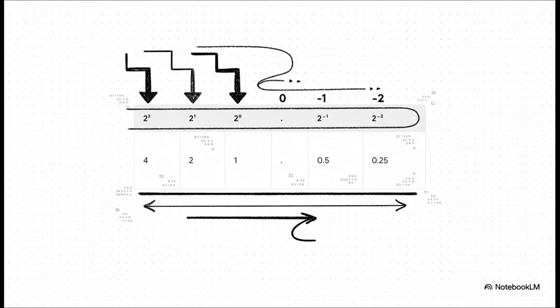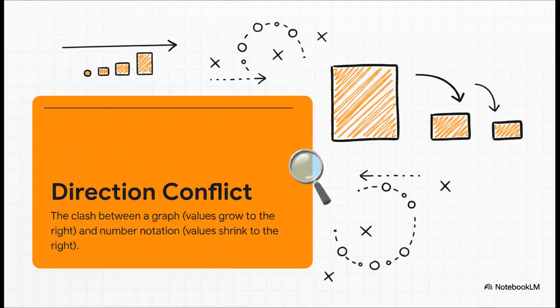Just look at the pattern here. It's so elegant. As we move from left to right, the power of 2 just decreases by 1 each time. It goes from 2 squared to 2 to the first to 2 to the 0, and then it doesn't stop. It just keeps on going right into the negatives. -1, -2. It's one single, unbroken mathematical rule. So why does this feel so weird to us? It's because our brains are wired to think of graphs, where things get bigger as you move to the right. But with numbers, the most valuable digit is on the far left, and they get less valuable as you move right. It's that internal conflict, that clash of directions, that makes the computer's simple logic feel so counterintuitive to us.